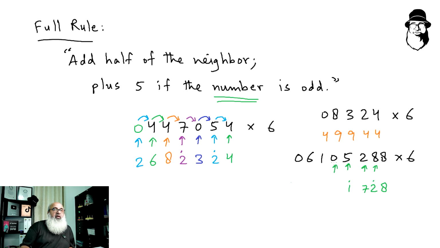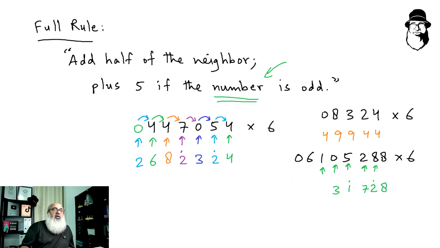And here 0 plus half of 5 is 2. And remember we are talking about number here, right? We always see if the number is odd or even. It doesn't matter if the neighbor is even or odd. So here the number is 0 and it's even. So 0 plus half of 5 is 2. So 0 plus 2 is 2 and this dot will make it 3.